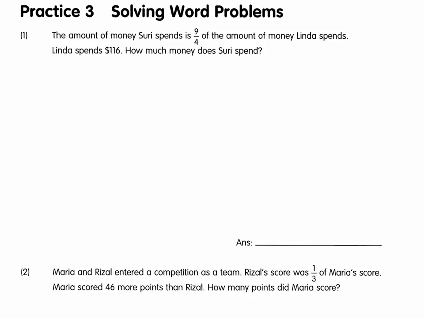The amount of money Suri spends is 9/4 of the amount of money Linda spent. So, Suri is how many units, Colin Chi? So, how many units is Linda, Brandon? 4. Okay, so you know 9 units for Suri, 4 units for Linda. Linda spends $116. How much money does Suri spend? So, how many units equals to $116? Darryl?